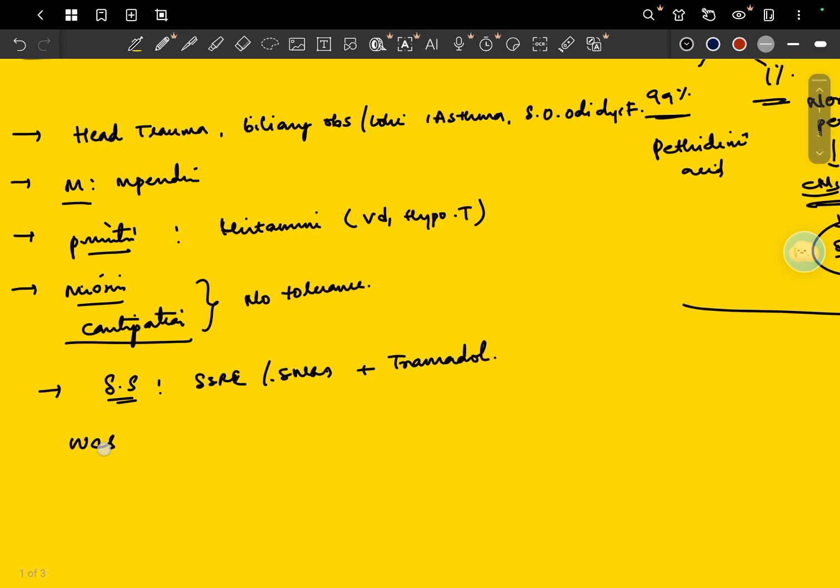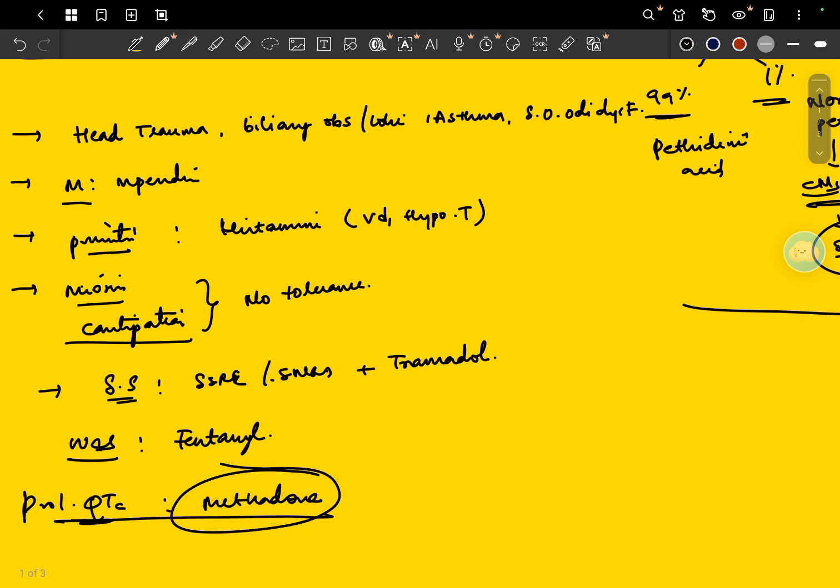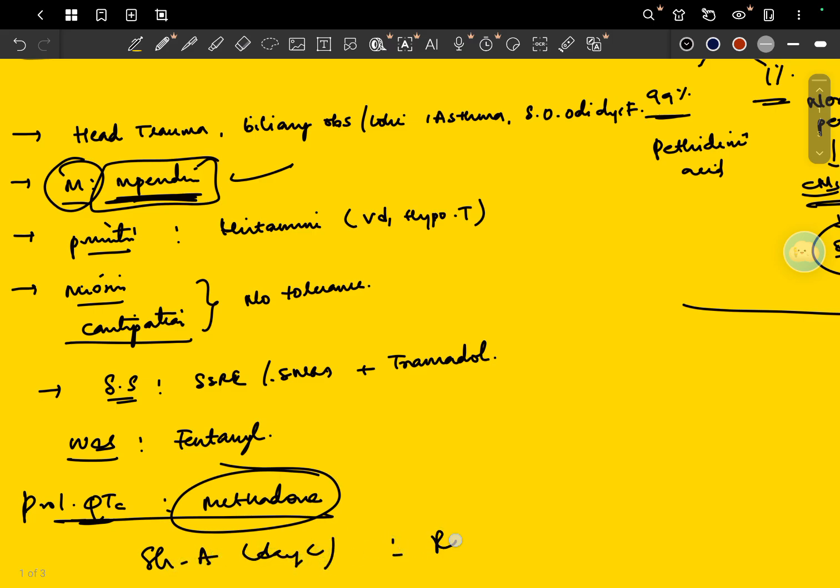And wooden chest syndrome is seen with fentanyl. Prolonged QT is seen with methadone. So just remember, QT is methadone, and mydriasis is meperidine. And the shortest acting, which is used in daycare, is remifentanil. So this is important, and you have to remember this. So with this we have finished part 9 and we'll be starting part 10 now.